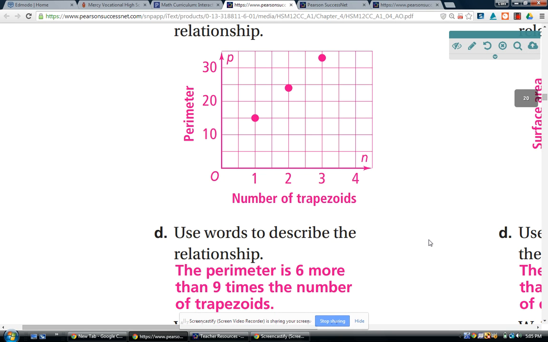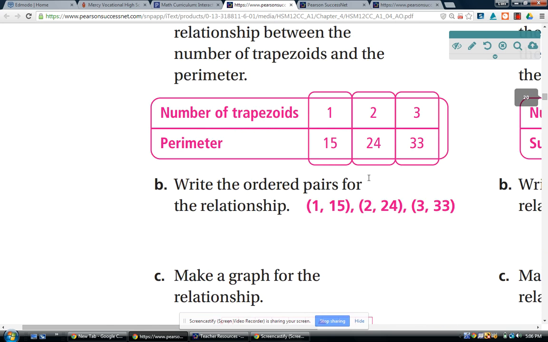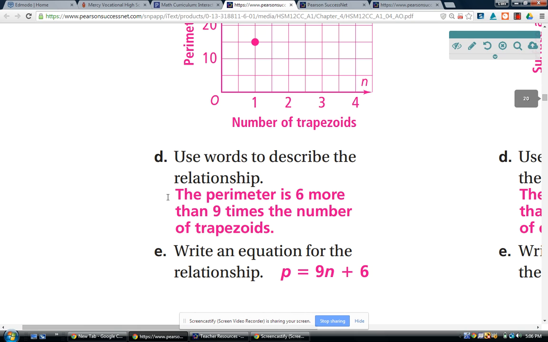Then we're going to use words to describe how did we get the perimeter? What did we do to the number of trapezoids? We multiplied it by 9. There's 1 times 9, and then we added 6 to it. 9 times 2 is 18, plus 6 is 24. 9 times 3 is 27, plus 6 is 33. So in each case, we multiplied it by 9, and then we added 6. And if you want to write it nice and neatly, the perimeter is 6 more than 9 times the number of trapezoids. Works too, as long as your answer is similar to that.